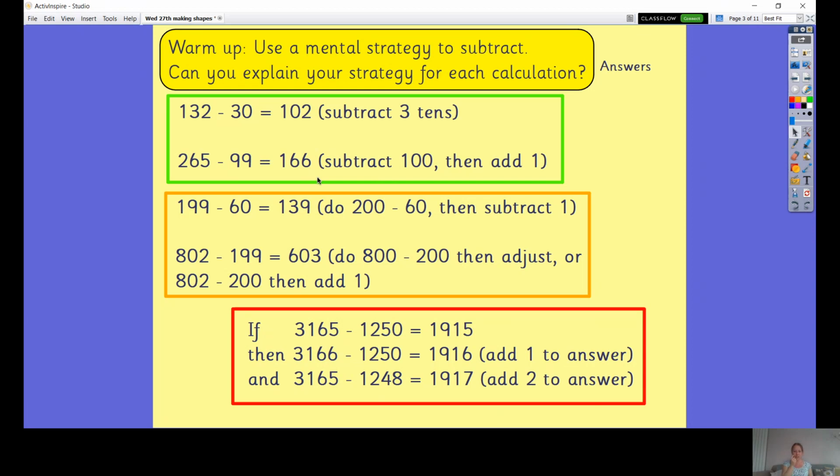So you can pause it here and just have a look at the others and see if you did it in a similar way. It's not a right or wrong answer. You may have done it in a slightly different way, but those are some suggestions. So pause it here and have a look how you did with those.